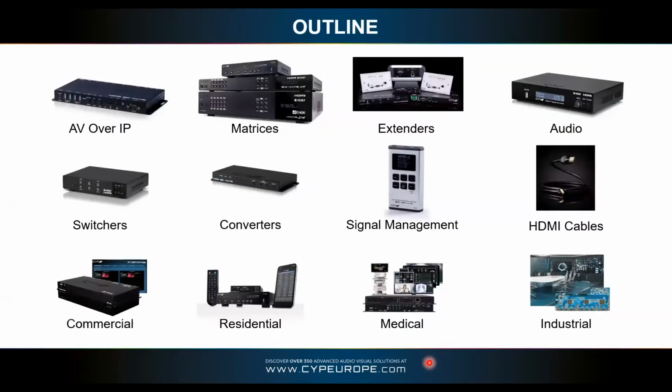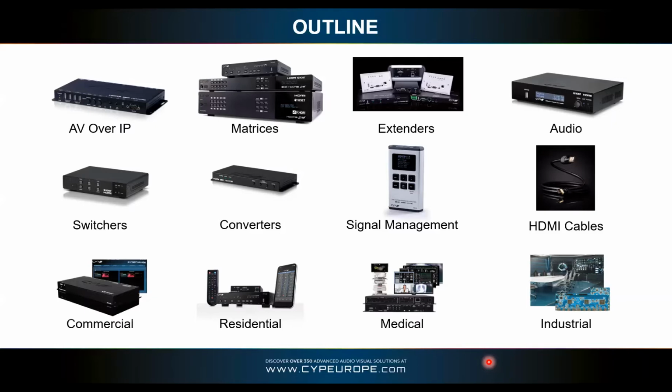As you're all aware, CYP are well known for signal distribution products. As you can see on screen, they're covering AV over IP, HDMI and HD-based matrices, and a wide range of extenders. We've got our audio products, including converters and amplifiers, presentation switches, HDMI switches, converter products for video signal conversion, signal management tools, and things like HDMI cables. They can be used across a range of applications, as you see along the bottom there.